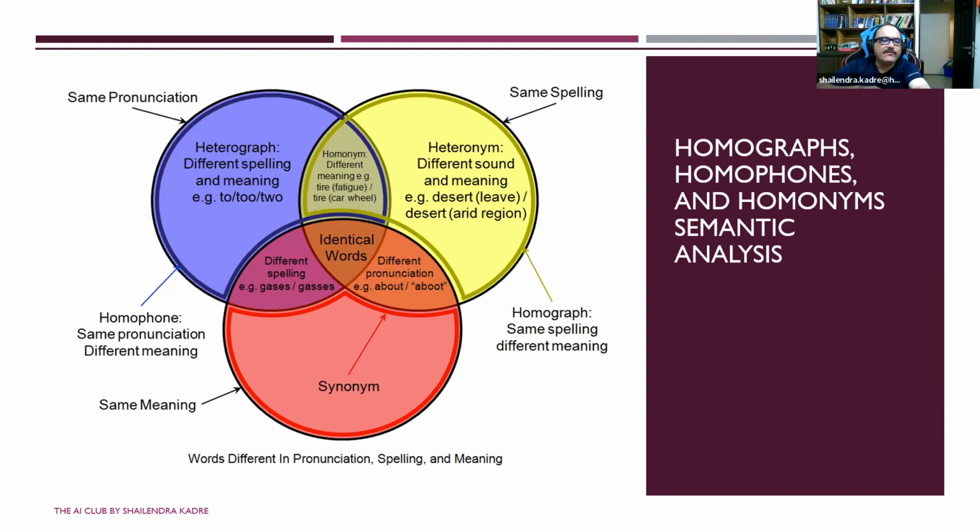So can anybody tell me the difference between homophone, homograph, and synonym? Would anybody like to try? Dr. Shailesh, would you like to try? Homophone is same pronunciation and different meaning. Okay, what is homograph? Homograph is same spelling like TO, TWO, and TOO. No, homograph is different. Homograph is same spelling, like desert, where desert can be this region, or he was deserted, so he was left like that. And synonym means different words but same meaning.